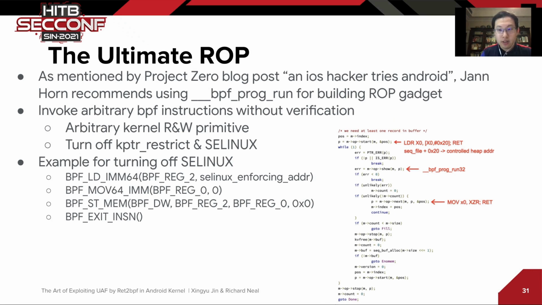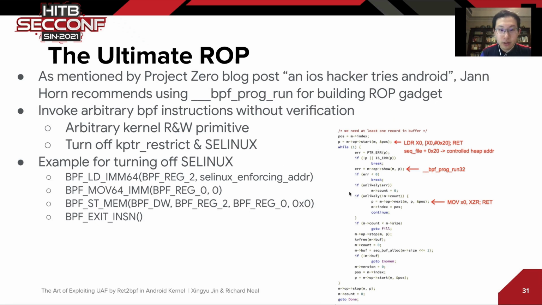So as a consequence, now you can get an arbitrary kernel read and write primitive. And for instance, you may disable kptr_restrict and SELinux in this way. And so here is the ROP gadget used to do the return to BPF. And here are the results of disabling SELinux.